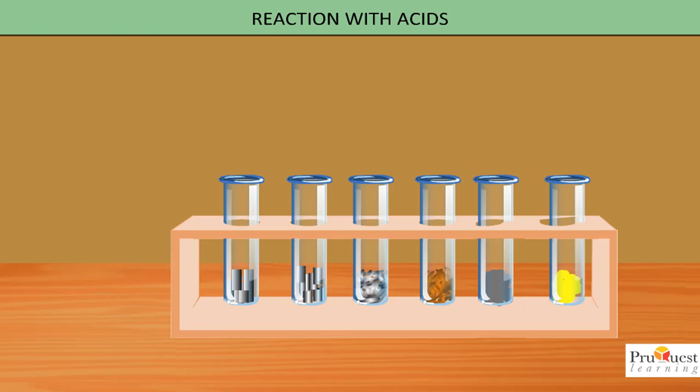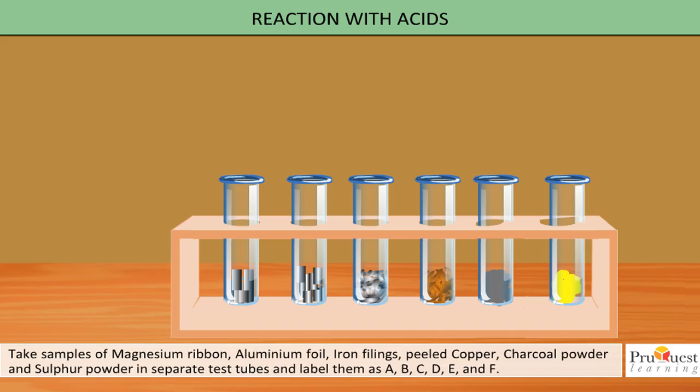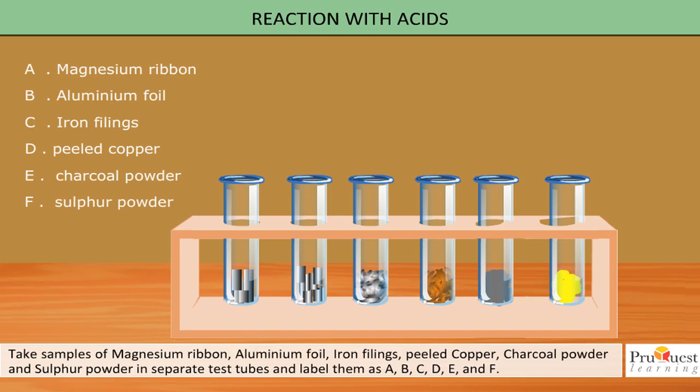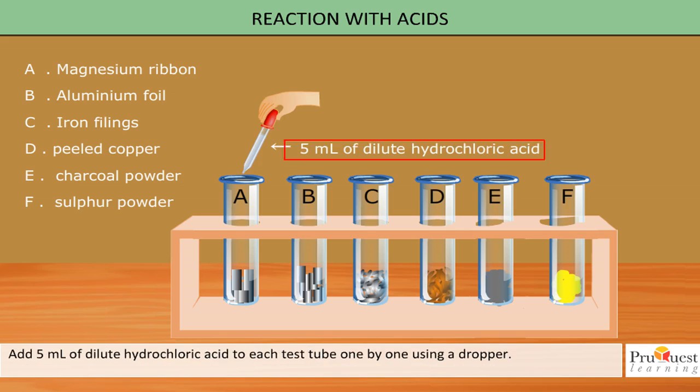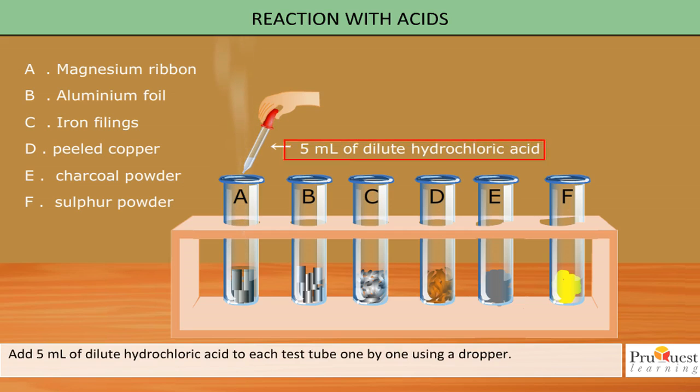Reaction with acids. Let us do an activity to demonstrate the reactivity of metals and non-metals with acids. Take samples of magnesium ribbon, aluminium foil, iron filings, peeled copper, charcoal powder, and sulfur powder in separate test tubes and label them as A, B, C, D, E, and F. Add 5 ml of dilute hydrochloric acid to each test tube one by one using a dropper.